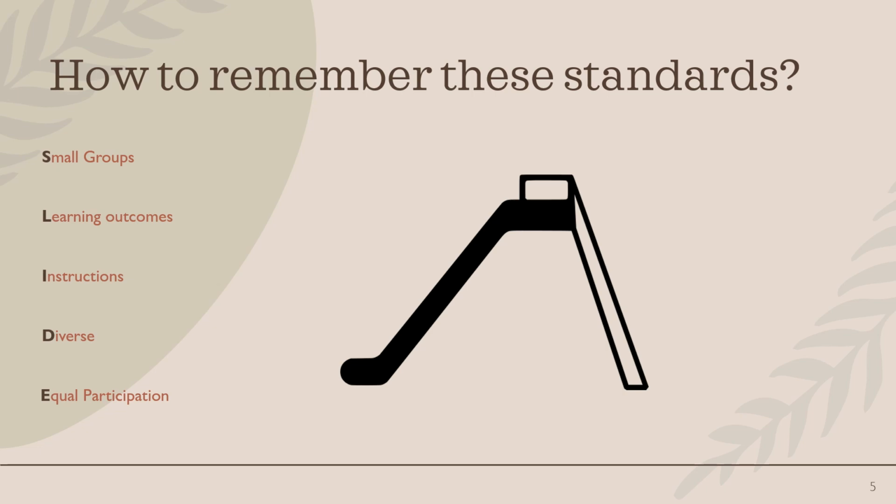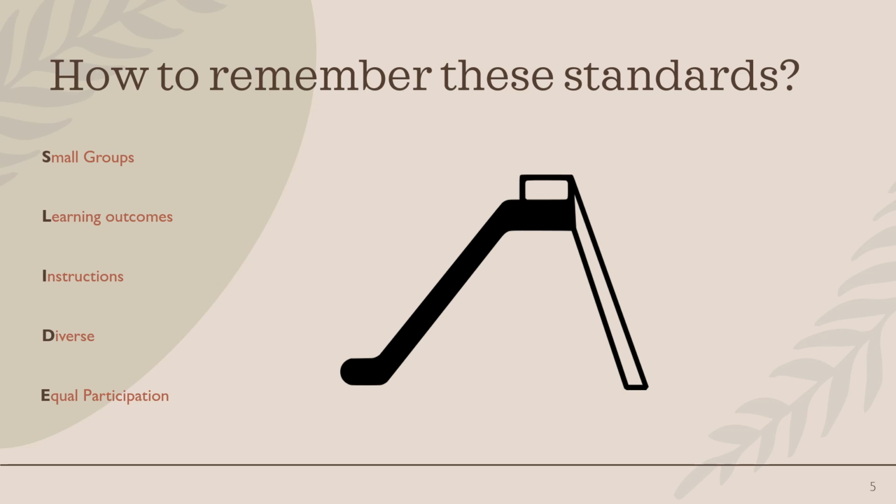Now you may be wondering how to remember these standards. Well, we can use the acronym SLIDE. S is for small groups. For the most effective learning outcomes, students should be placed in smaller groups. Typically, 4 to 5 members works best because large groups decrease opportunity for participation.